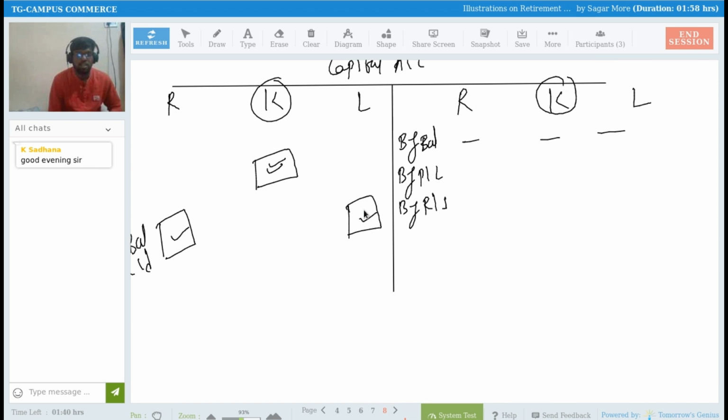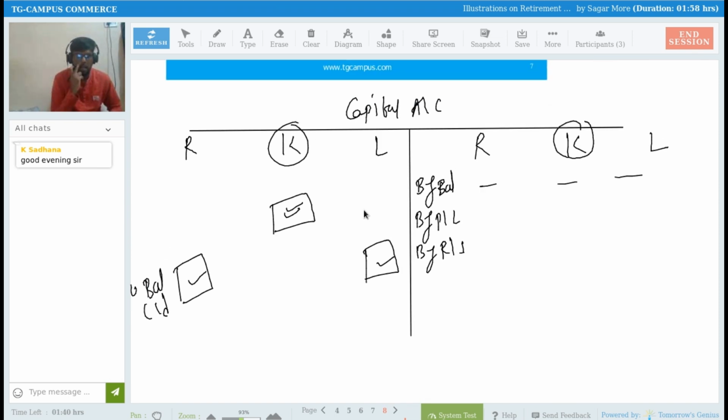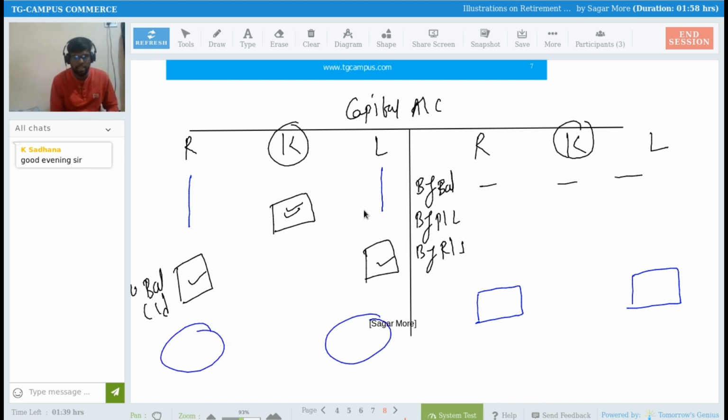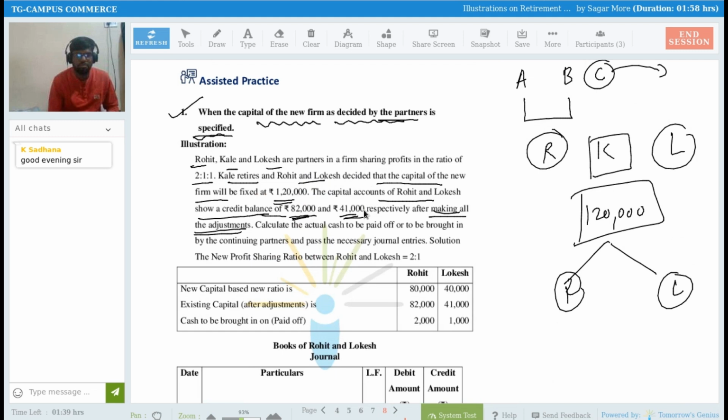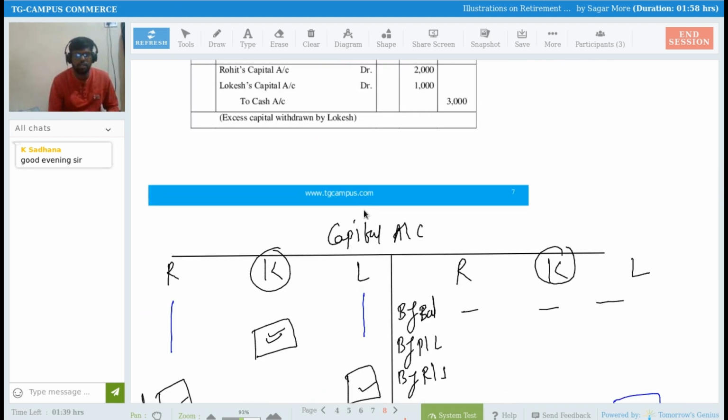After making all adjustments means after putting everything in the capital account. If you go for closing this capital account, you will calculate the total of the credit side of Rohit and of Lokesh, and from that subtract the debit side of Rohit and Lokesh. After doing that, you get balances, but those are not final balances. You get a credit balance, and how much is it? It is given in the question: 82,000 and 41,000.